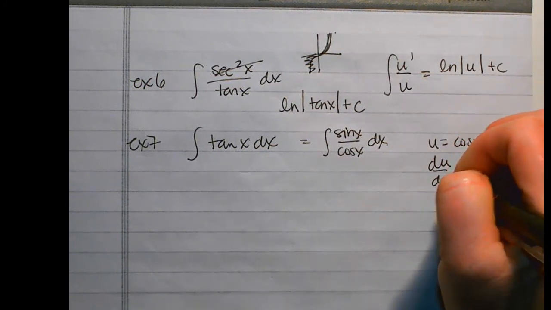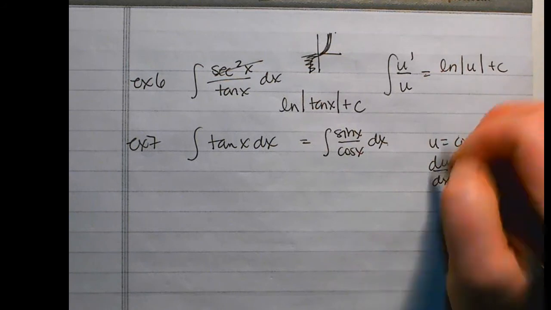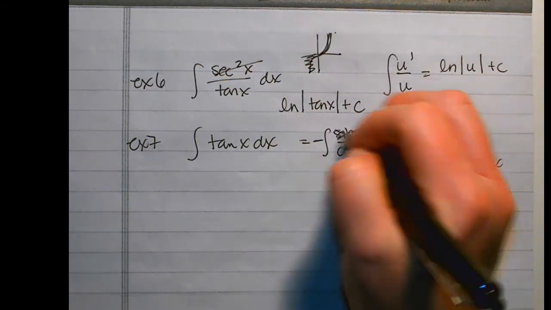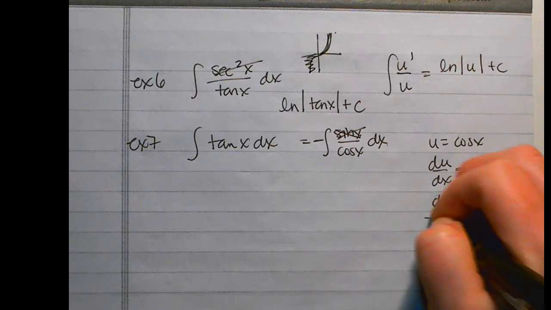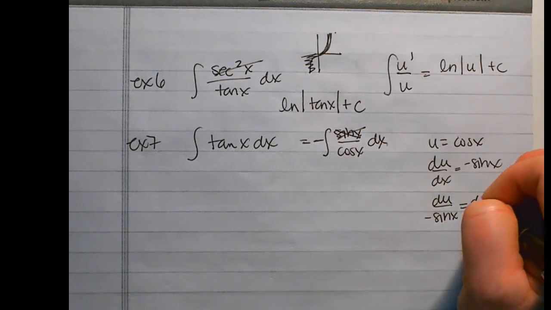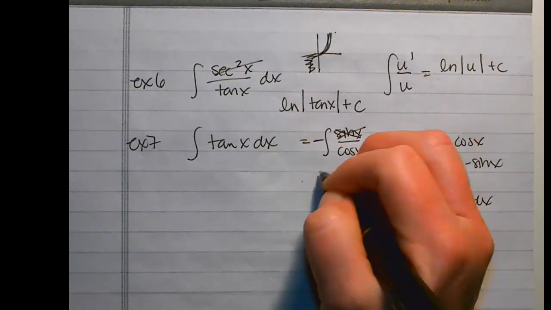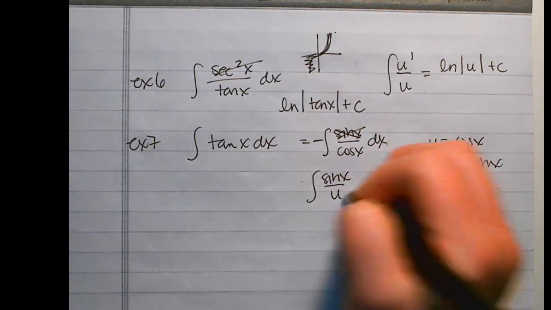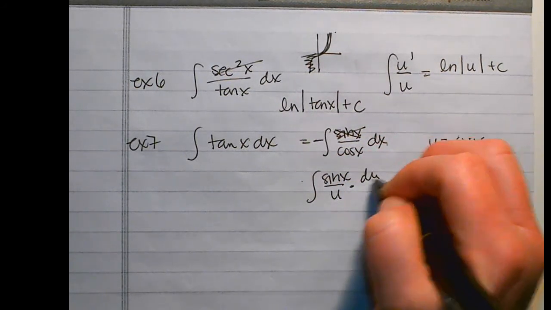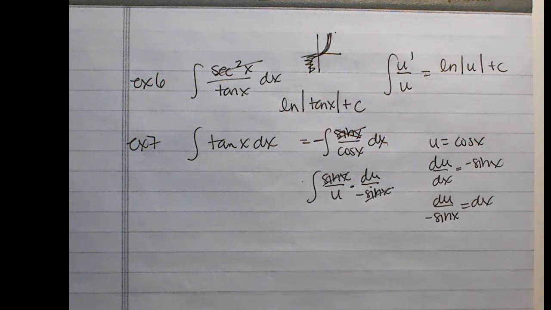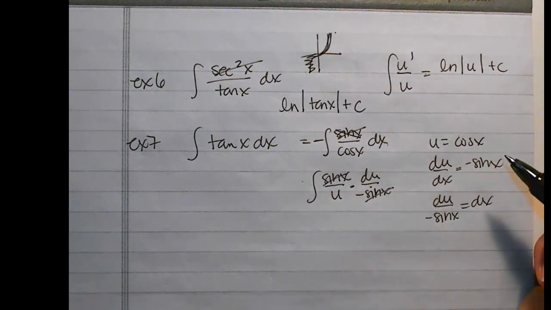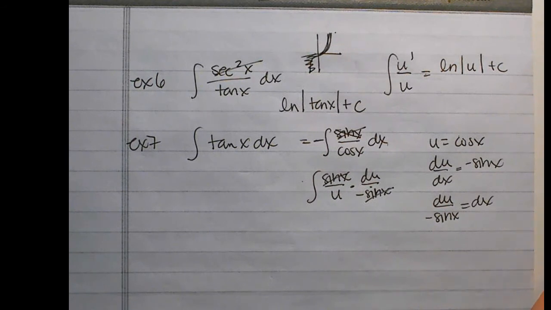du dx would be negative sine x. So when we rearrange this, we'd have to go negative, and then this cancels. See what I mean? Okay. If not, then you go through the whole process and do du over negative sine x equals dx. And then you'd say sine x over u, du over negative sine x. Sine cancels, we still have the negative. So go through the process if you need it. There's nothing wrong with that. It really does help with the little details that you need to get right.